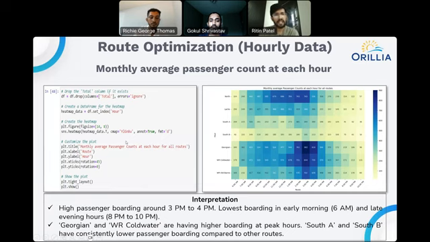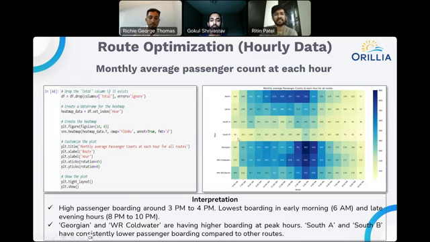We have plotted all the data on heat maps to visualize how busy the routes are. You can see most of the routes are busy around 3 to 4 p.m. And you can see Georgian and West Ridgeway Coldwater are the busiest routes, and South A and South B are the least busy routes. So we can make key recommendations from these heat maps, like we can increase the frequency of buses between 3 to 5 p.m.